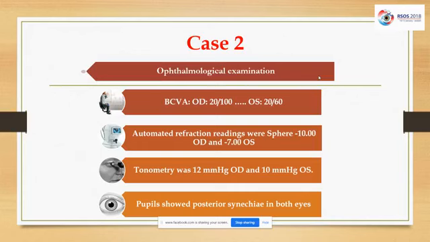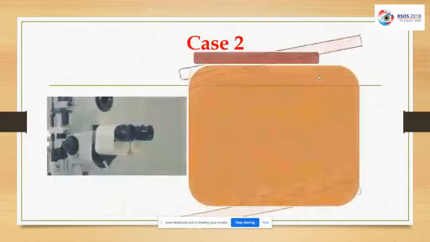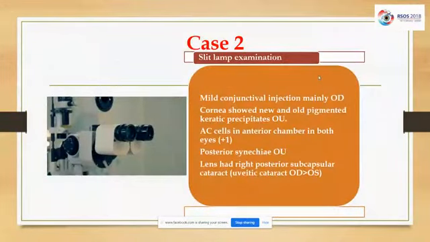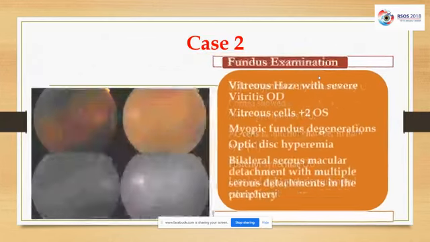The pupils showed posterior synechiae in both eyes. Slit lamp examination showed mild conjunctival injection, mainly in the right eye. Cornea showed new and old pigmented keratic precipitates in both eyes. The anterior chamber cells in both eyes were +1. Posterior synechiae in both eyes. Lens had a right posterior subcapsular cataract, a uveitic cataract in the right eye more than the left eye.